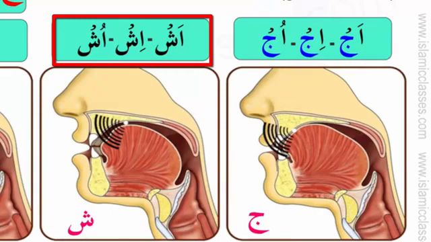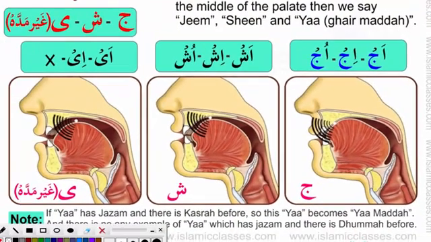And make sure there should be a gap between the tongue and the palate. That is the hard palate in the mouth. We practice again. Hamza, Sheen, Fatha, Ash. Hamza, Sheen, Kasra, Ish. Hamza, Sheen, Dhamma, Ush. And then without spelling we say Ash, Ish, Ush.